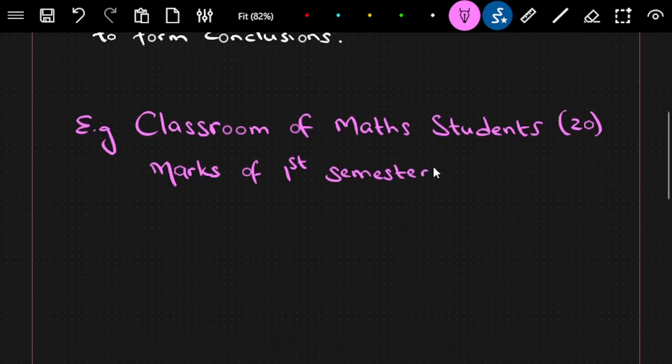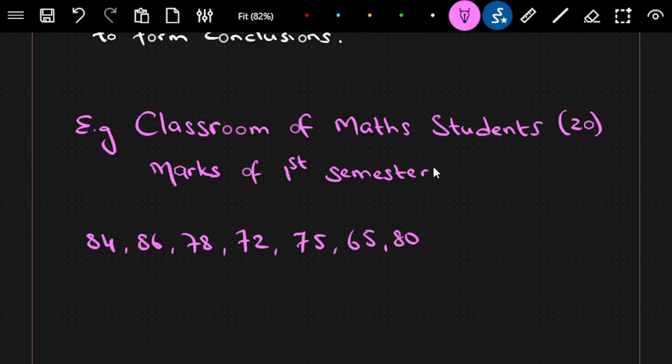So from this example we have different figures, right? We can have students having 84 out of 100, 86, 78%, 72, 75, 65, 80%, 81%, 92%, and so on and so forth till we get 20 marks overall, because we have 20 students.